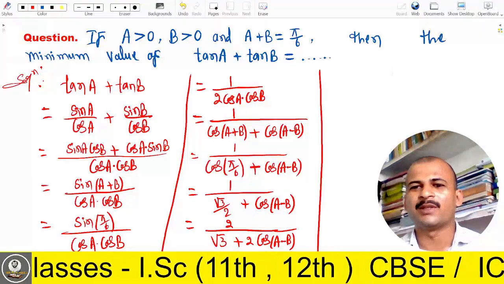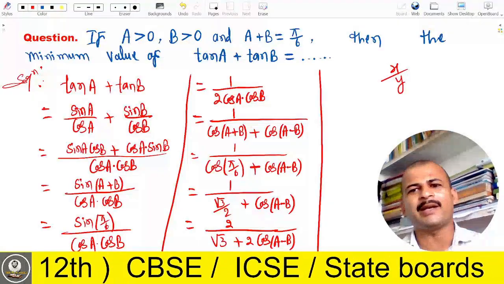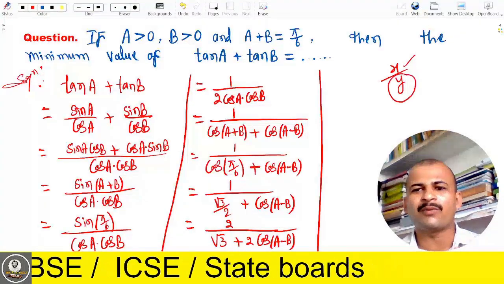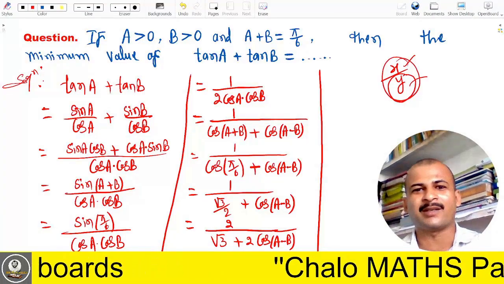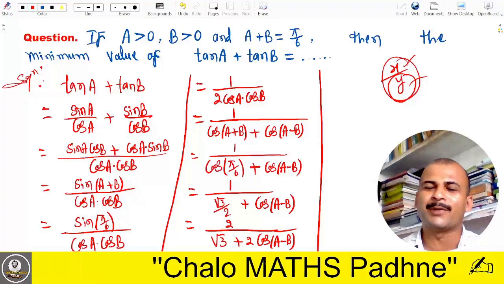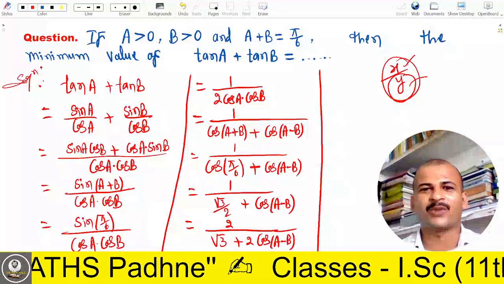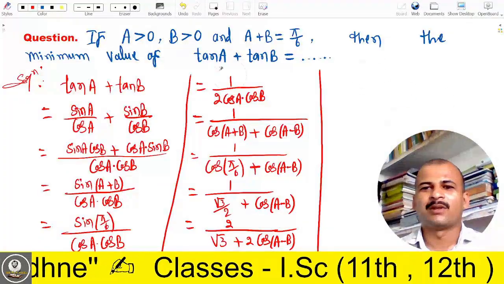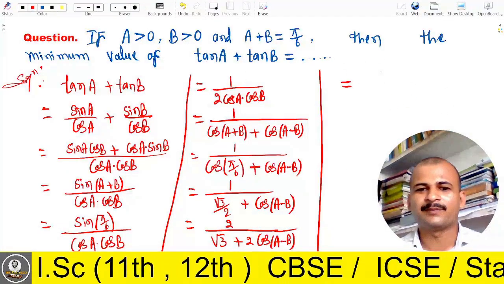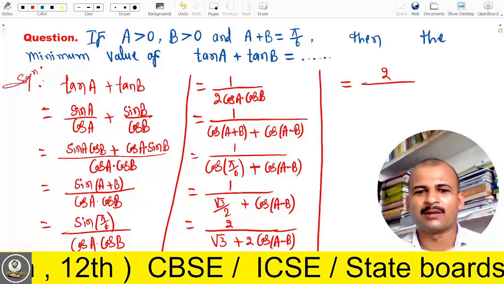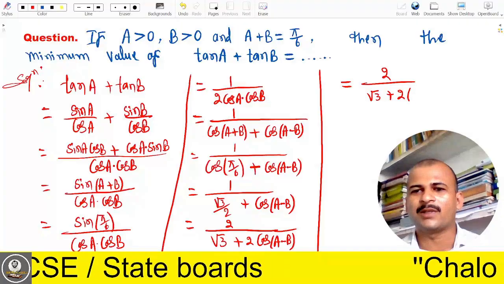So if we divide by the maximum value, then we get the minimum value. Look here, if we have x by y, and we divide x by the maximum value of y, then we get the minimum value of x by y. And if we divide by the minimum value of y, then we get the maximum value of x by y. So we should put the maximum value of cos(A minus B) here: 2 by root 3 plus 2 times the maximum value of cos(A minus B), which is 1.